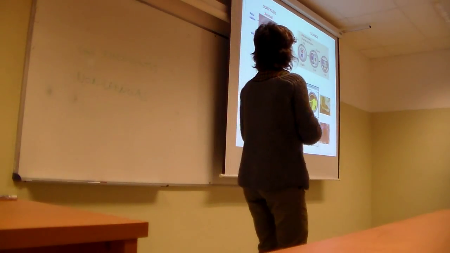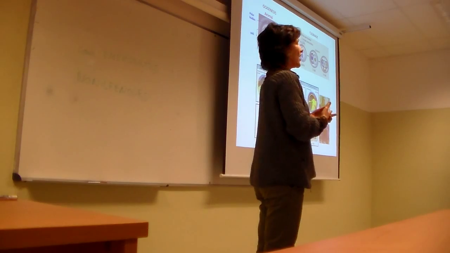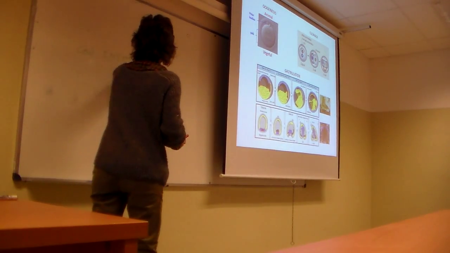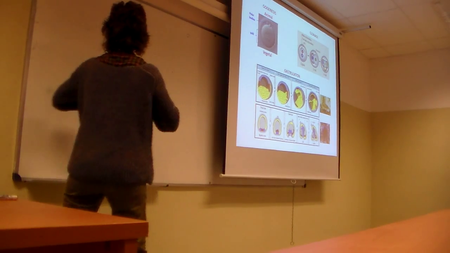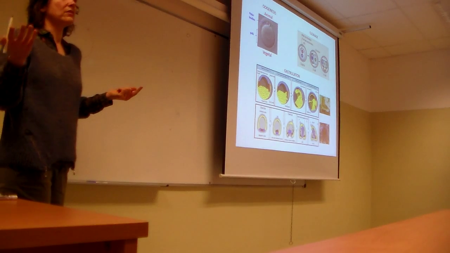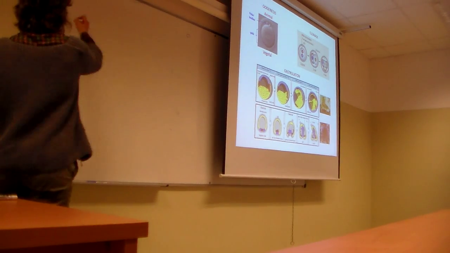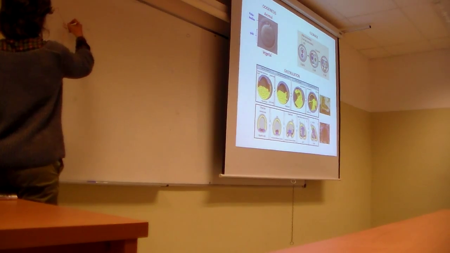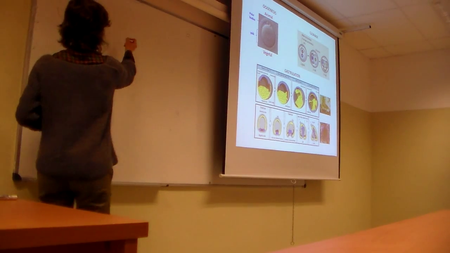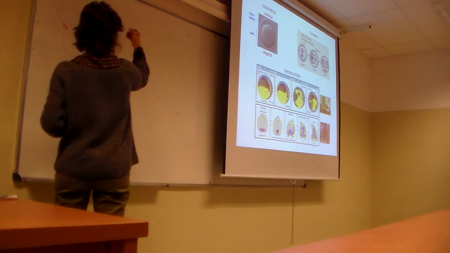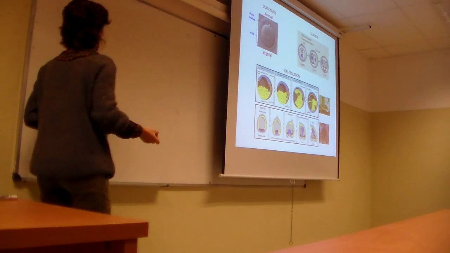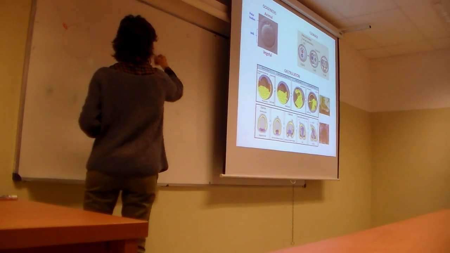Again, during development, something happens. You have an egg that in theory is round, and it doesn't have symmetry. The sperm enters on one side of the egg, and then this zygote begins to divide, and then more and more and more.